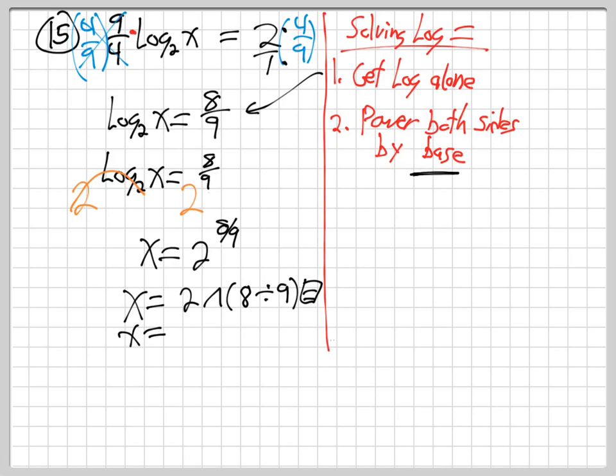And I'm getting 1.851749425. I don't know how many decimals. It's 4. You can round to 4 decimal places. There we go. So it's always get the log alone, power both sides by the base. That's how we handle logs. Logs are the opposites of powers.